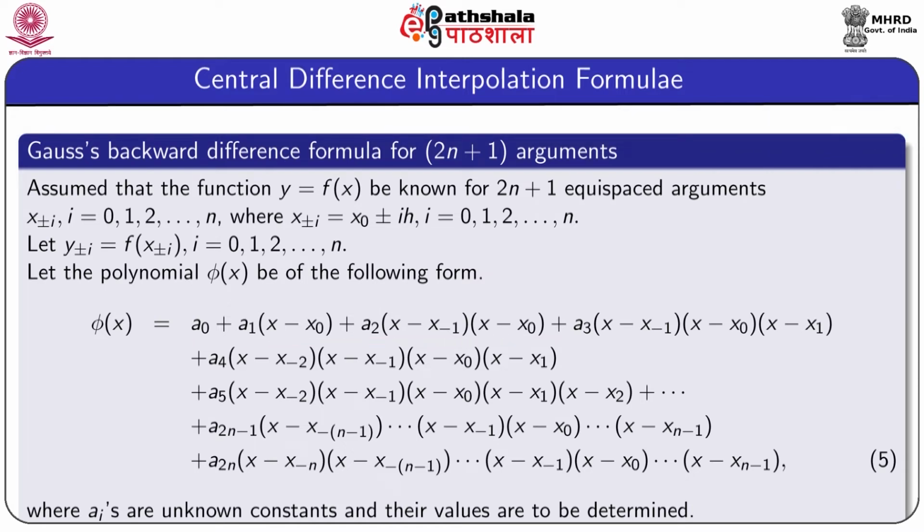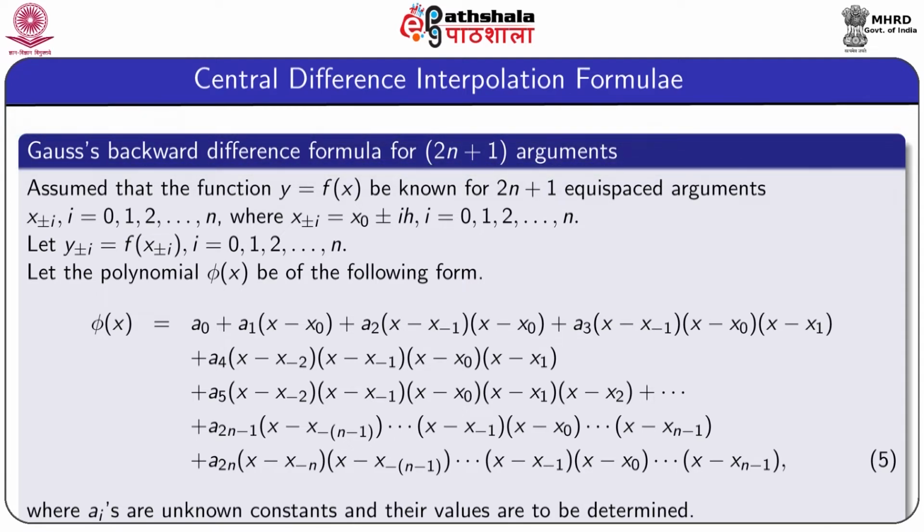Note that here the factor x minus x0 enters at the beginning of the construction of the polynomial, but the x minus x_{-1} factor appears in the polynomial before x minus x1. That means we have given the priority to the left-hand points: x minus x_{-1}, then we go to the point x1, and then we include the factor x minus x_{-2}. For this reason this formula is known as the Gauss backward difference formula.